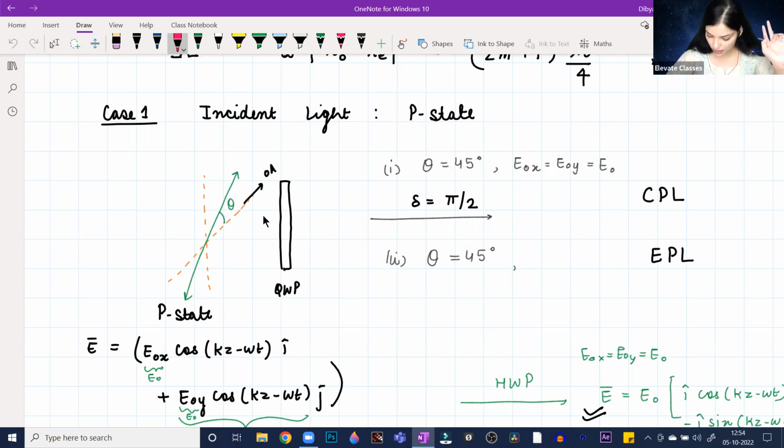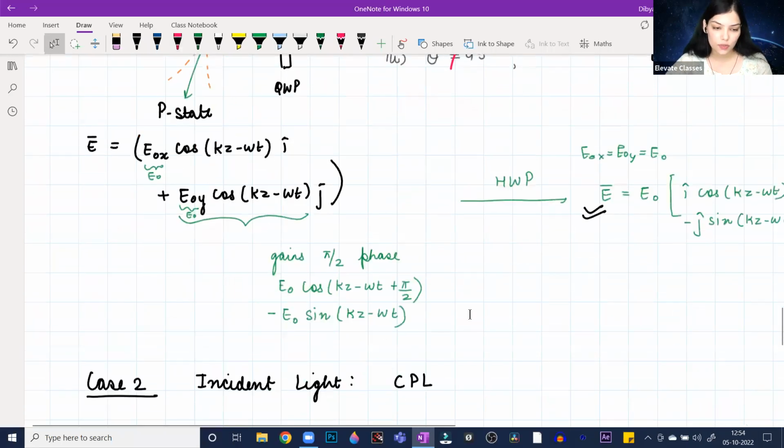And if theta is not equal to 45 degrees, it will produce elliptically polarized light. Okay, so correct this, I don't know how I wrote is equal to in both. This is not equal to 45, so you will get elliptically polarized light. Okay, this is one case, how you can go from P state to circular or elliptical light. So with a quarter wave plate I can change the state of polarization. This was discussed in the last class.